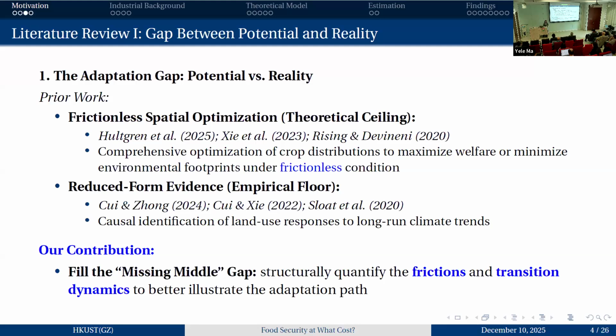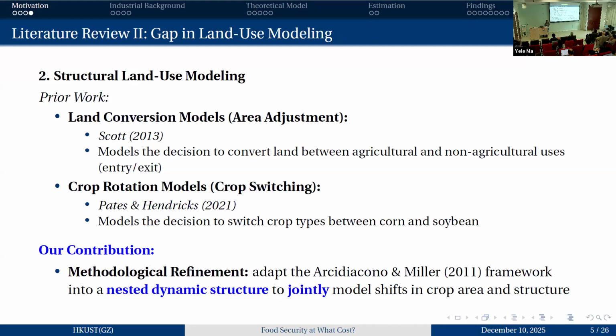And there is also another branch coming from the empirical perspective. They provide a lot of reduced-form evidence, using causal relationships to identify the values of adaptation, newly published in top environmental and agricultural journals. So on both sides, they treat the transition time and dynamics as a black box. That's why we want to quantify dynamic adaptation with a land use model.